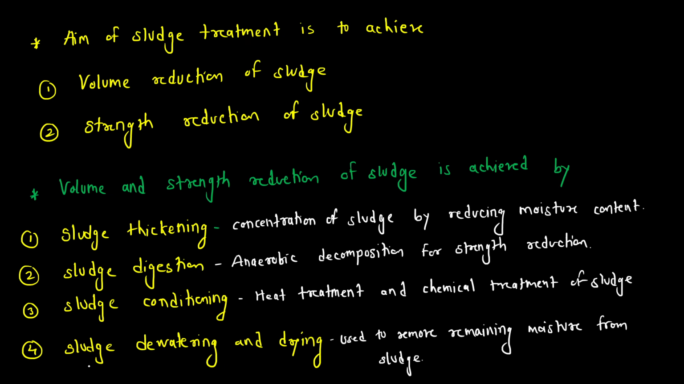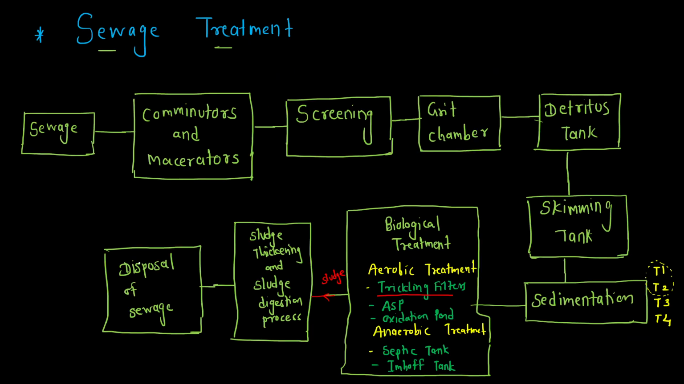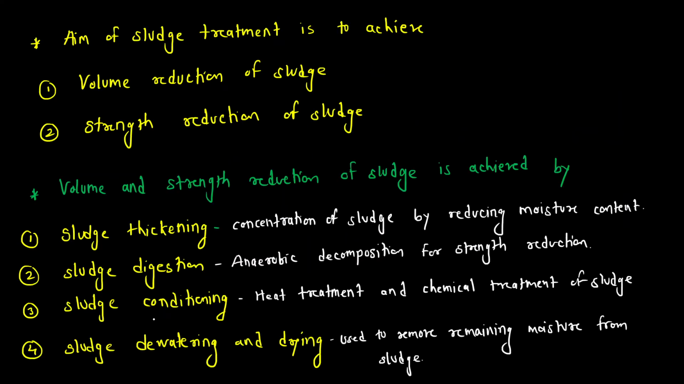After this fourth process, that is sludge dewatering and drying, we take the last part of this sludge and go to the disposal part. So this disposal is the last part after these four processes. Once these four processes are completed, it is taken to the disposal part, where we can dispose of it on land, in seas, or in rivers.